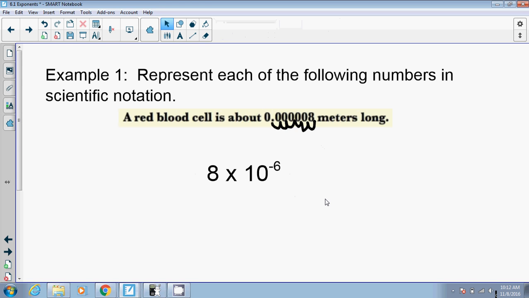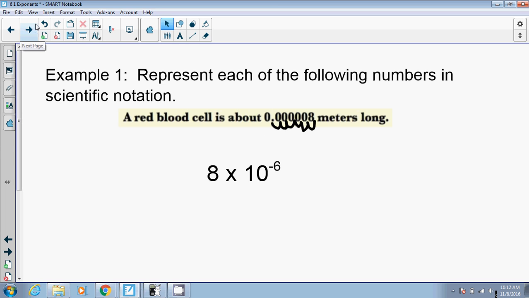So really we are able to say a red blood cell is about 8 times 10 to the -6 meters long, which is a lot easier than saying 0.000008 meters long.